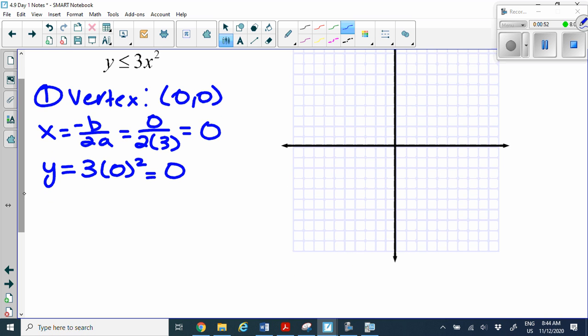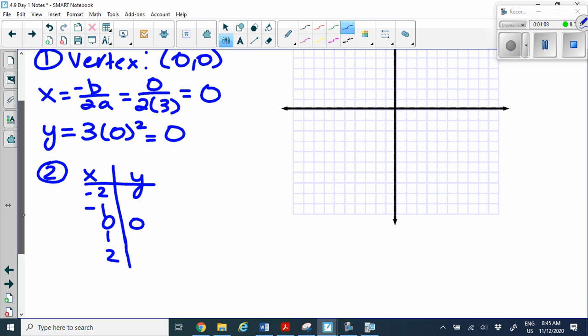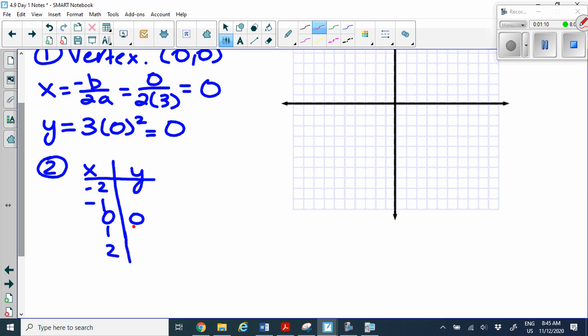Now the next part, we need to figure out our xy table here. Notice that 0, 0, since that is our vertex, can be in the middle. We pick two x values that are smaller, like -1 and -2, and two x values that are bigger. Okay, so I'm going to go ahead and plug in 1 and 2. So now we're going to do 3 times 1 squared. Of course, that gives us 3, and then 3 times 2 squared. Make sure you do your PEMDAS. So you have to actually do 2 squared first, which gives us 4, then multiply by 3, which gives us 12. So be careful on that. So we get 3 and 12.